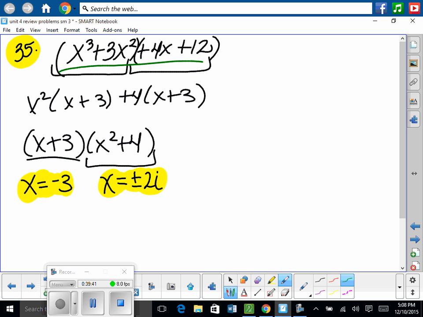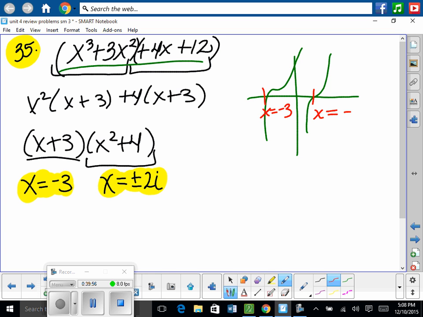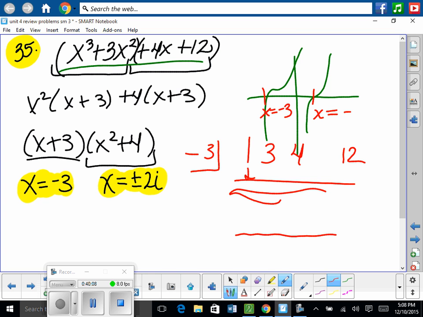You'd graph this in your graphing calculator and you'd have something that looked like this. You'd find the whole number 0, which would have been over here, I'm so sorry, and we would have got x is equal to -3. Then we would have set up our synthetic division, and so we would have had a 1, a 3, a 4, and a 12. And then we would have gone through our process of synthetic division. We would have had a quadratic, which was x squared plus 4. And then we would have solved that way. So there's many different ways. It's just which way do you prefer?